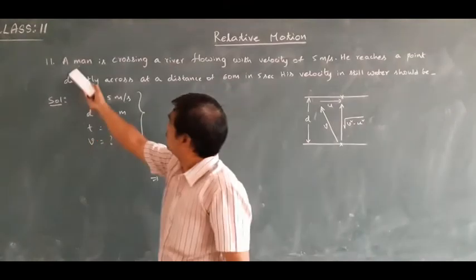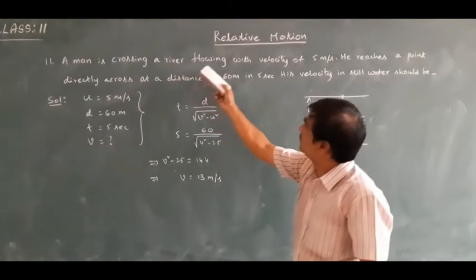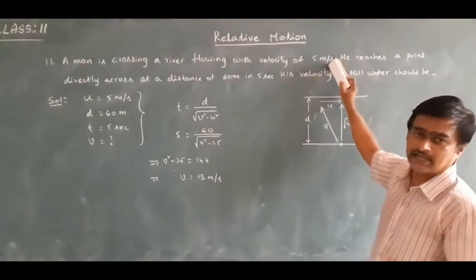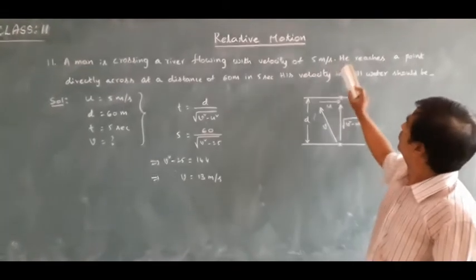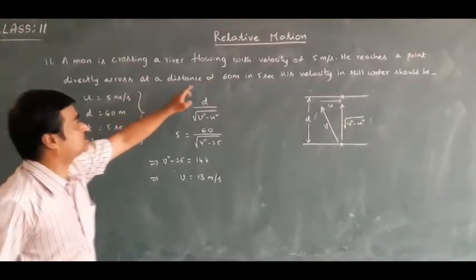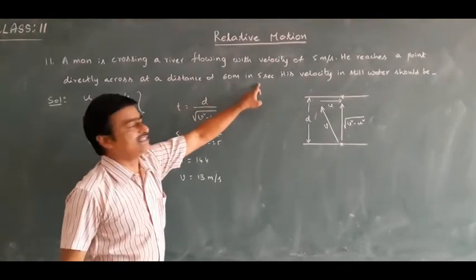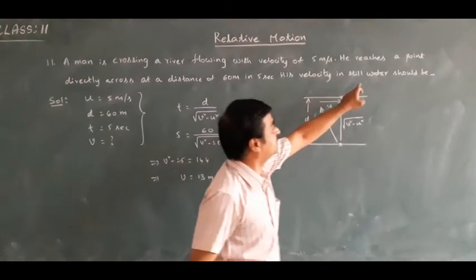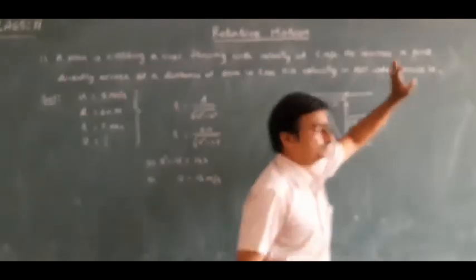Next problem: a man is crossing a river flowing with a velocity of 5 meters per second. He reaches a point directly across, at a distance of 60 meters, in 5 seconds. His velocity in still water should be?